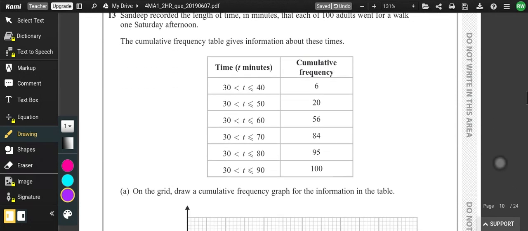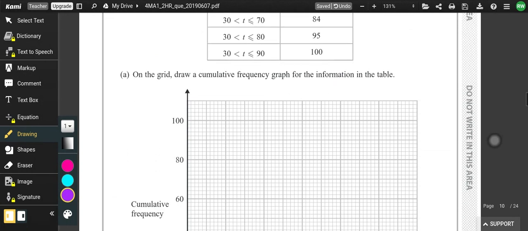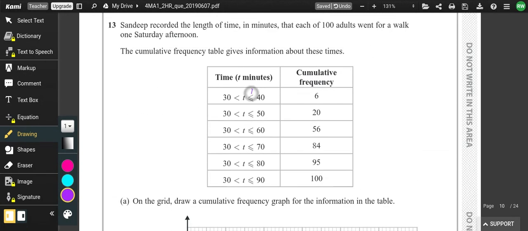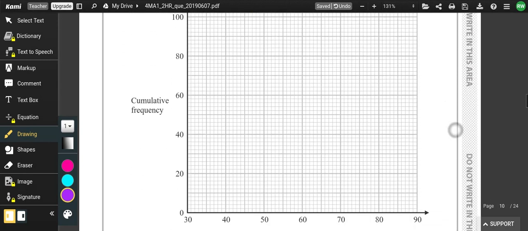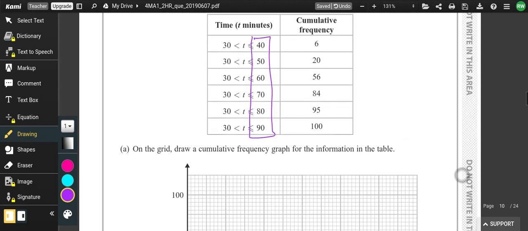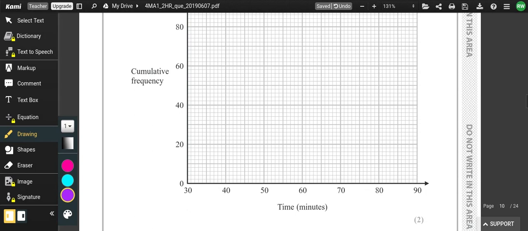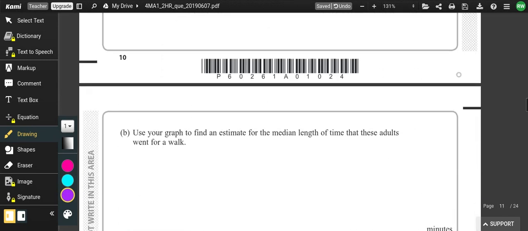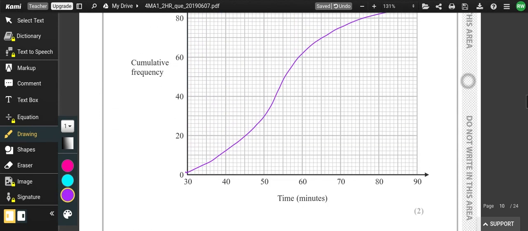Cumulative frequency. Okay, this was done pretty well, but a couple of things to point out. You always plot the endpoint of these and make sure you join it up to the origin, which in this case is at 30. So I'm not going to draw that exactly, but you always get kind of an S shape like that. And then use your estimate to find the median length.